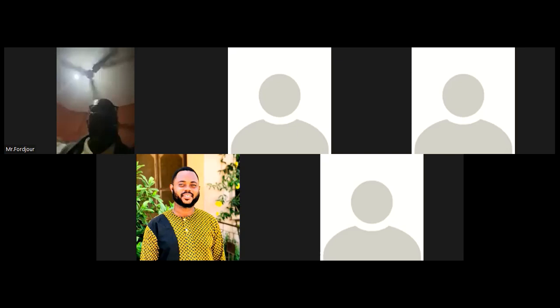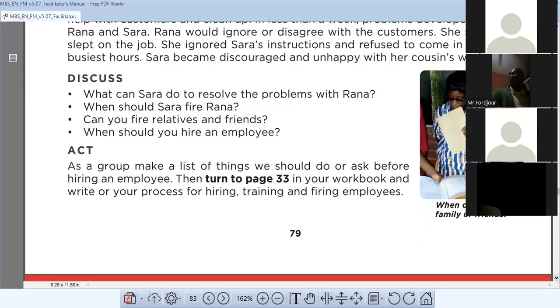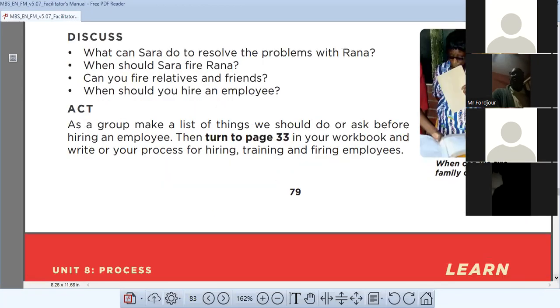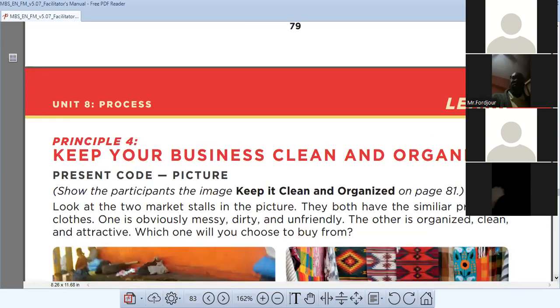But we're talking about Rana, we're talking about Sarah and the need for Sarah to fire Rana. It's always important that if you feel that someone is becoming a liability to your business, there is no need for you to keep that person in your business, because the more you keep that person, the more customers you're going to lose and the more profits you're also going to lose because of that person. So you wouldn't want to lose customers because of an employee.